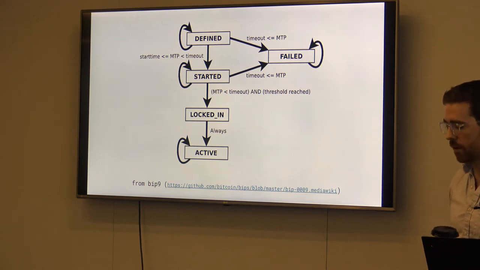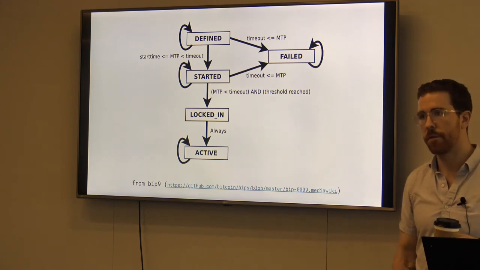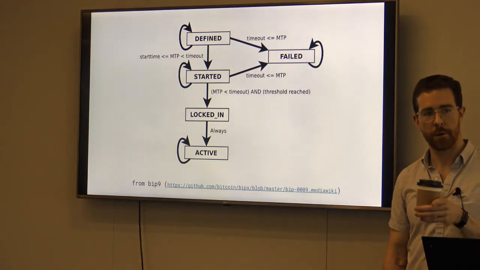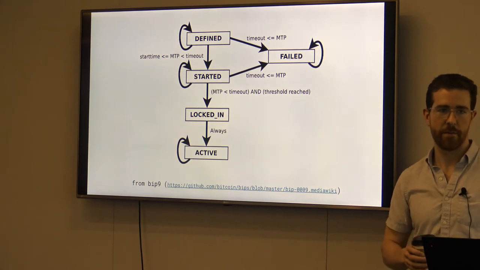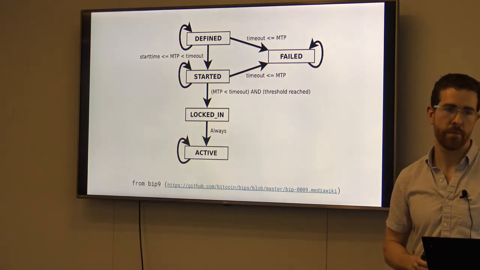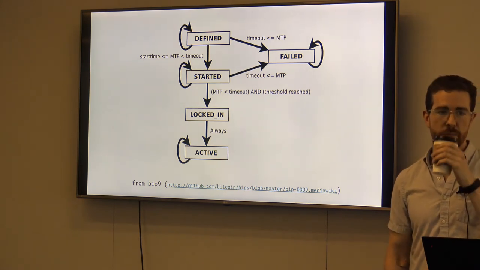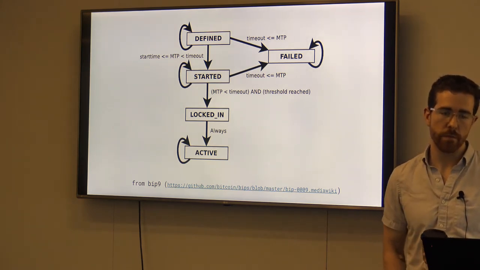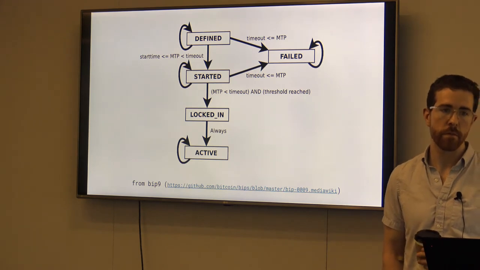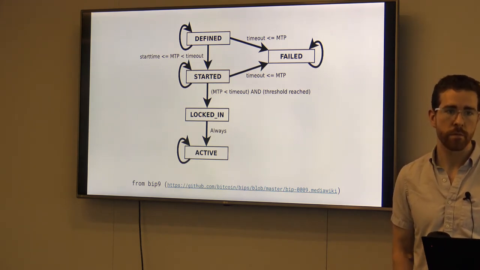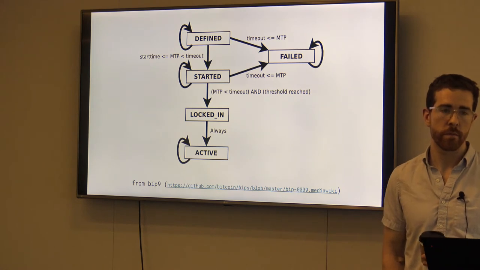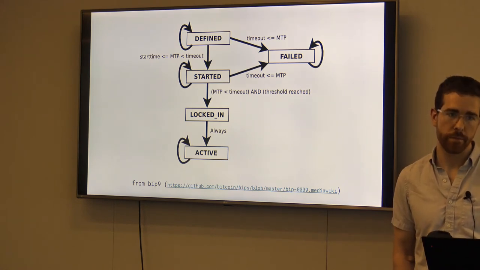So BIP9 ended up being a little bit controversial. Can anyone speak to why? Hugo? I think it gave too much power to the miners by setting the threshold too high, 95%. And the user had no say in how to activate it. The ball is in the miners' court. Yeah. No way to get around it.